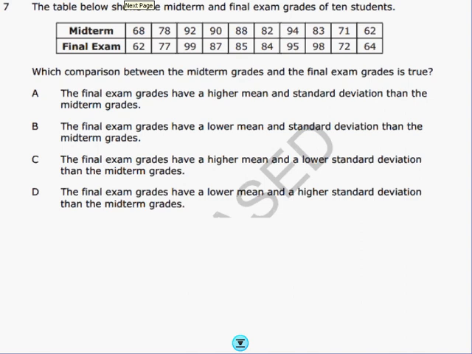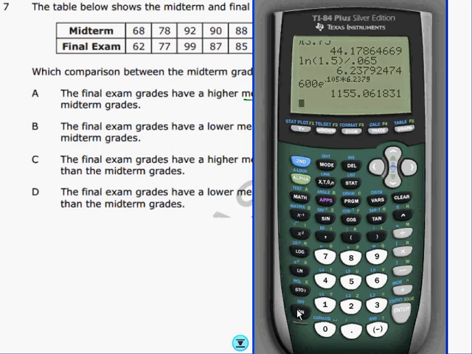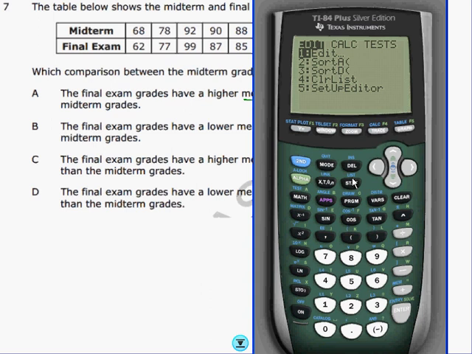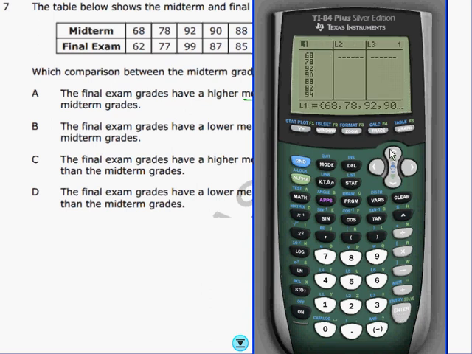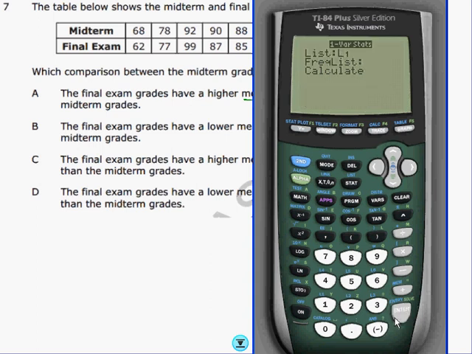Okay, exam grades. They want us to compare, it looks like, means and standard deviation. So we need to compare the mean and standard deviation, and I'm going to use the calculator to do that. Okay, we're on. I'm going to input this information into my lists. I'm going to need to clear lists. Actually, I've already got this list in there: 68, 78, 92, 90. Okay, so here's this list. And to find the mean and standard deviation, I'm going to go to stat, calc, one variable stats, using list 1.